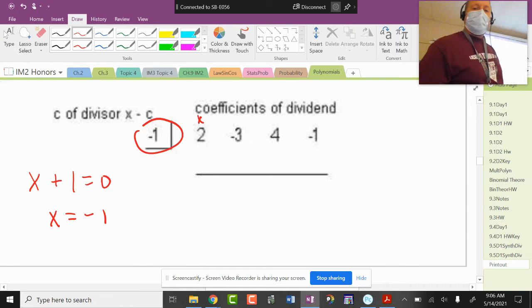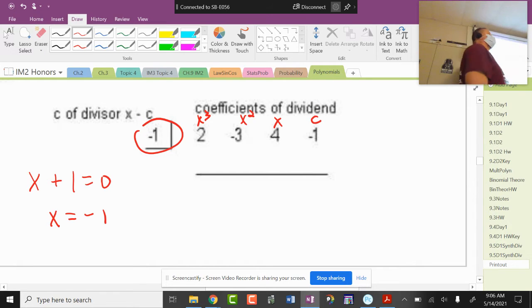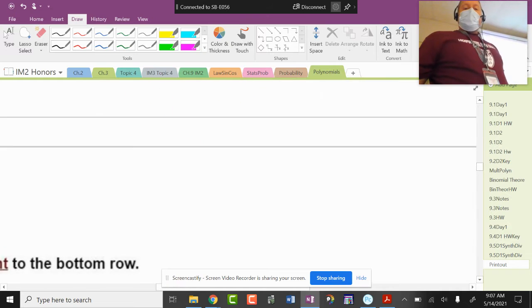This was the x cubed term. This was the x squared term. This was the x, and this is what you would call the constant. You got it? So setup number one for synthetic division, you actually synthetically divide by the zero of the factor, when you set that equal to 0.